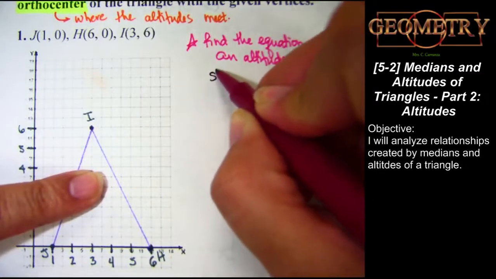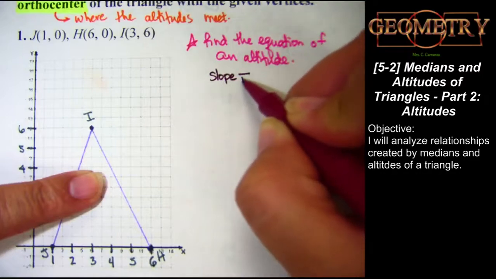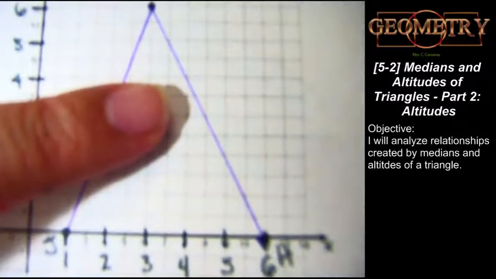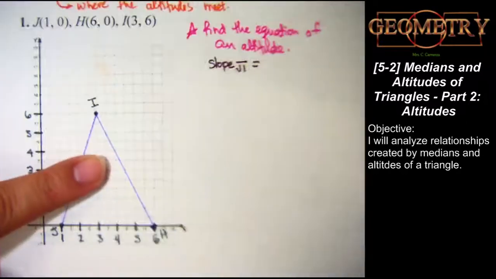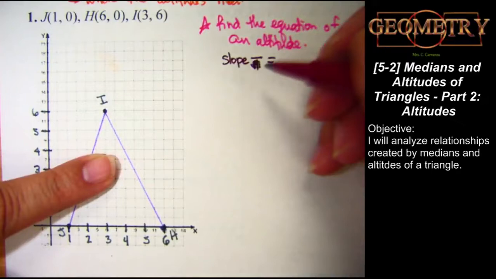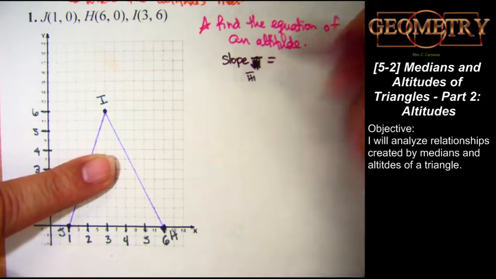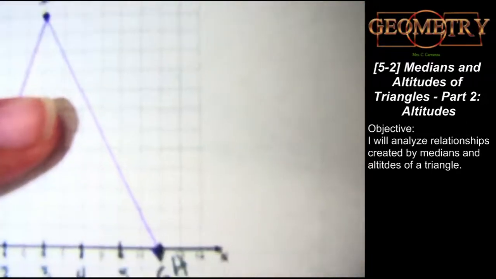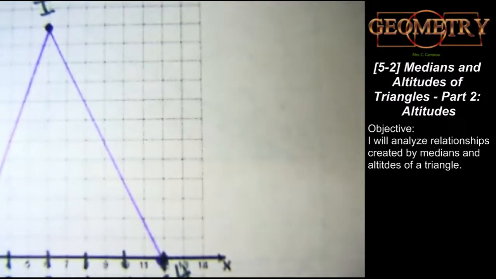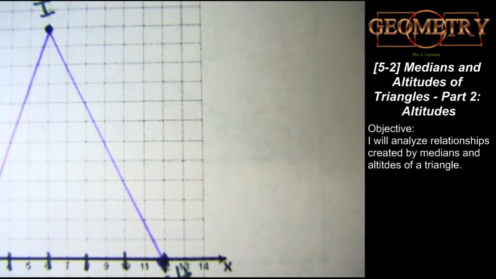Our first step is to find the slope of line segment HI. I'm going to zoom in real close on this side. Oh, sorry, HI, not JI. I'm sorry, HI. Oh gosh, you can't read that. There you go. Slope of HI. I'm not going to go with fancy formulas. I'm going to use the picture and just do rise over run.